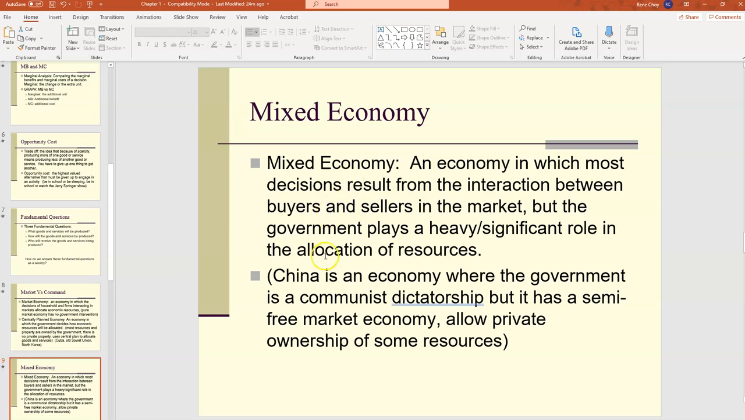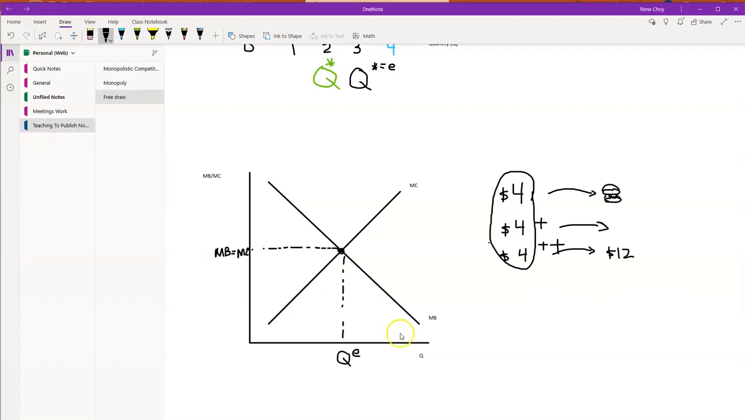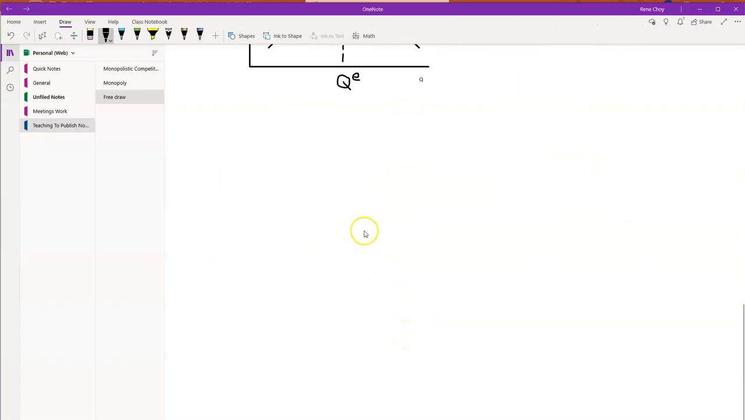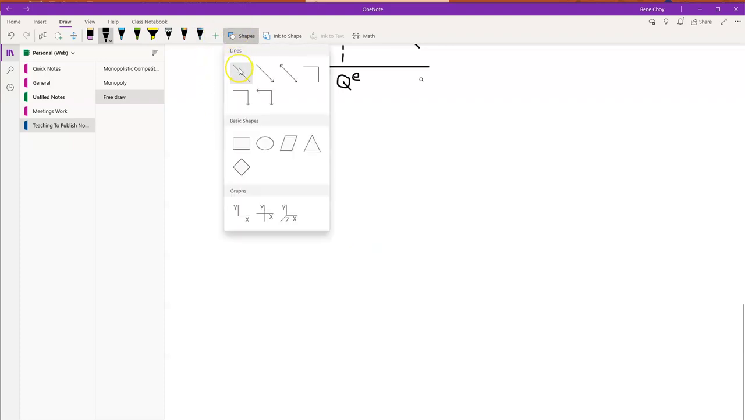Now, most economies in the world are really mixed economies. A mixed economy is an economy in which most decisions result from the interaction between buyers and sellers in the market, but the government plays a very significant and heavy role in the allocation of resources. To understand what we mean by mixed economies, I want you to think about the size of the government.